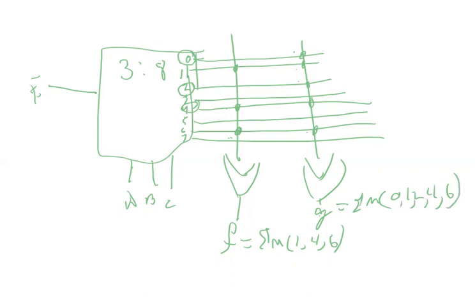In fact, you can make 2 to the n different functions, where n is the number of output lines. So if I've got 8 output lines, 0 through 7, I can do 2 to the 8 or 256 different possible functions. All I need to do is wire up the connection.